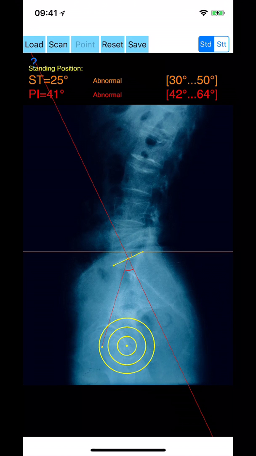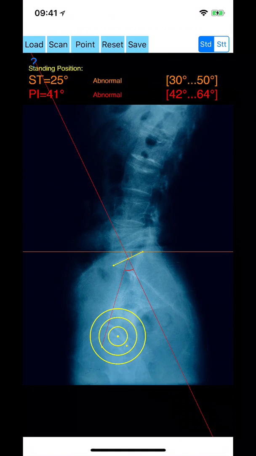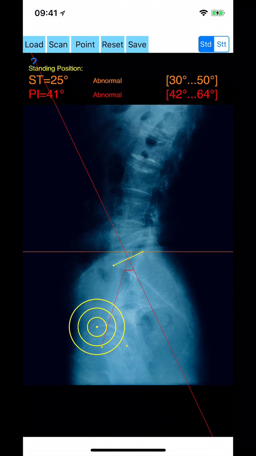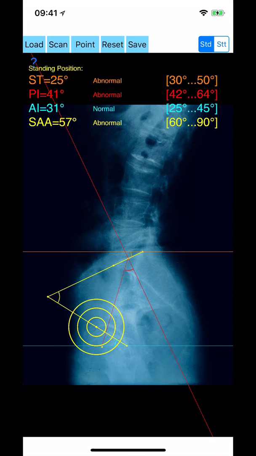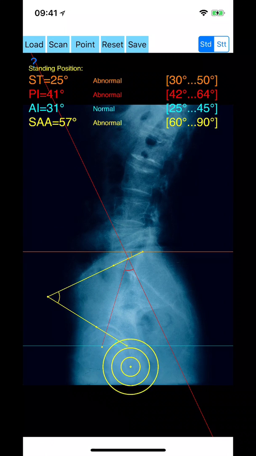Next you aim at the most anterior point of the acetabulum, and by pressing the point button, the A4 point is marked. In the same way, at the most posterior point of the acetabulum wall, the A5 point is marked. The angle subtended by the A4-A5 line to the horizontal reference line is the anti-inclination AI angle, which is measured.